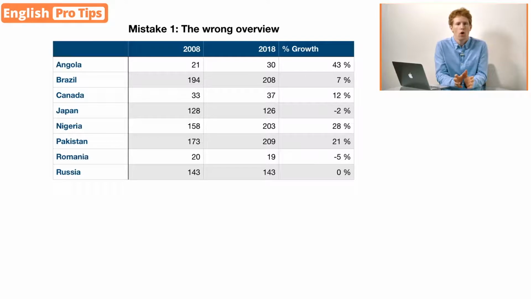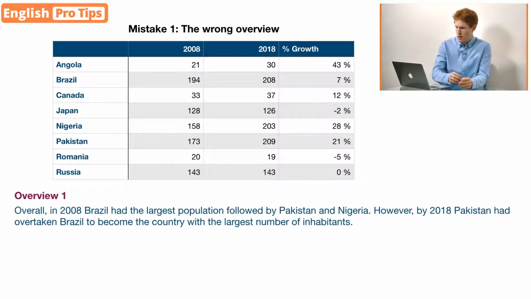So, now that we've analysed the graphic, it's time to look at some of the common mistakes that students make when answering academic task 1 questions. And the first one is the wrong overview. Okay, I'm going to show you 2 overviews, and I want you to decide which one you think is the correct overview. Here's overview 1.